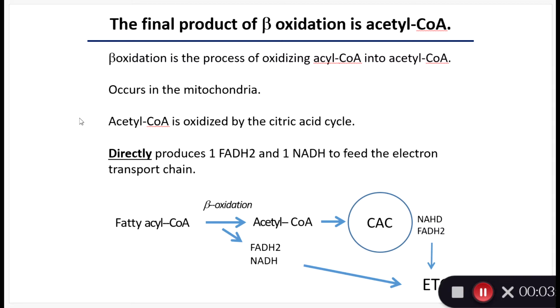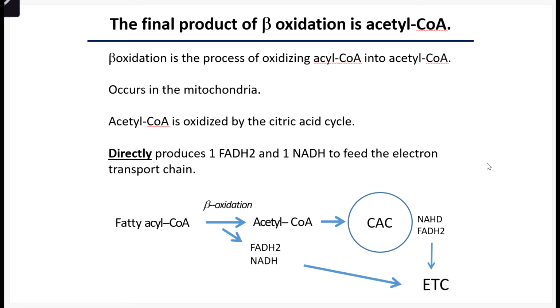Okay, so beta oxidation is the process of oxidizing an activated fatty acid into acetyl-CoA. And so we have to change this acyl-CoA into acetyl-CoA. This happens in the mitochondria. Acetyl-CoA, if you'll recall, is one of the two starting materials for the citric acid cycle. And so fatty acid energy production can be funneled into the middle of central metabolism. It begins its path of oxidation at the citric acid cycle point, skipping over the glycolysis point.